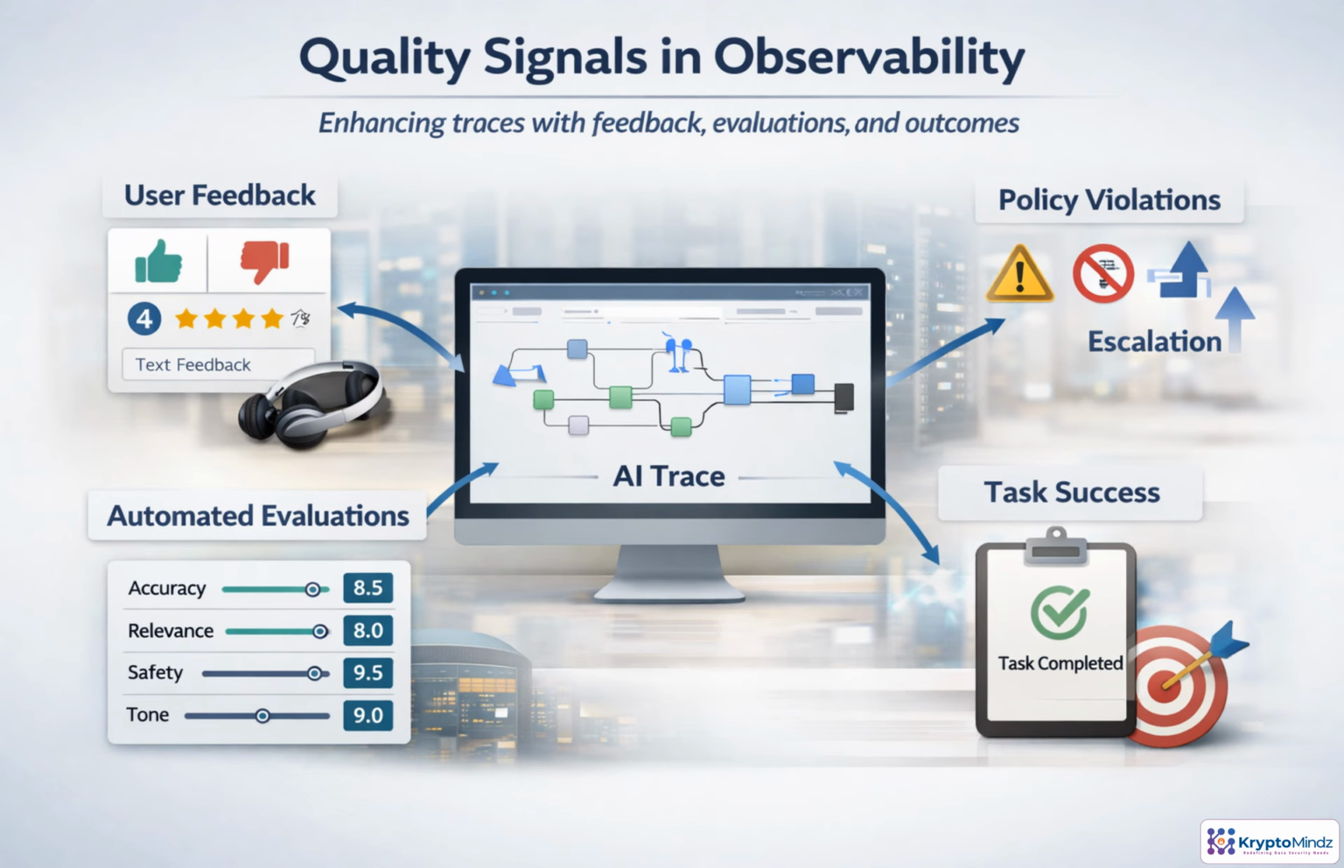Raw traces tell you what happened. Quality signals tell you whether it was good. Attach user feedback directly to the response span: ratings, comments, satisfaction, or complaints. Add automated evaluation scores for accuracy, groundedness, relevance, safety, tone, and instruction following. Policy systems contribute violations, refusals, moderation results, and compliance flags. Human review adds escalation outcomes and judgment, where automation is uncertain. Task success labels then connect the trace to the real goal. Together, these signals turn observability from debugging data into a measurable view of agent performance.